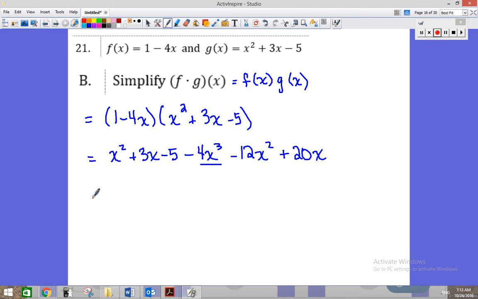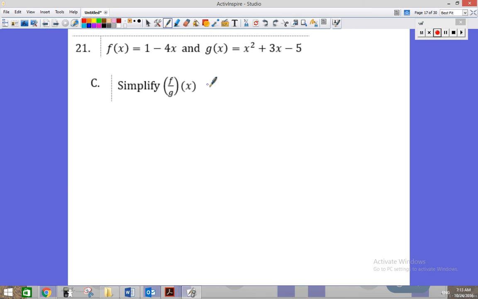So I have one cubic term. I've got two squared terms. I've got two linear terms. And I have just a constant term of minus 5. So there's my answer for part B.